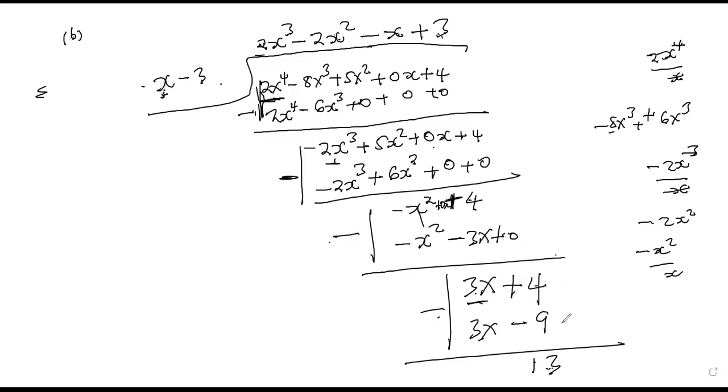But the question wants us to obtain the remainder and quotient. So the remainder is equal to 13, and the quotient is 2x cubed minus 2x squared minus x plus 3. The quotient is what you get on top.